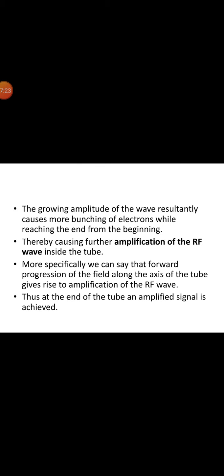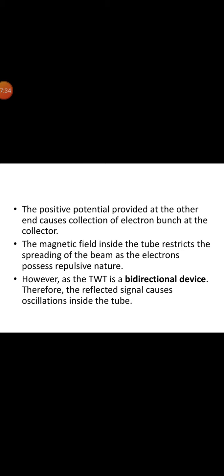More specifically, we can say that forward progression of the field along the axis of the tube gives rise to amplification of the RF wave. Thus, at the end of the tube, the amplified signal is achieved. The positive potential provided at the other end causes collection of the electron bunch at the collector, and the magnetic field inside the tube restricts the spreading of the beam as the electrons possess repulsive nature.